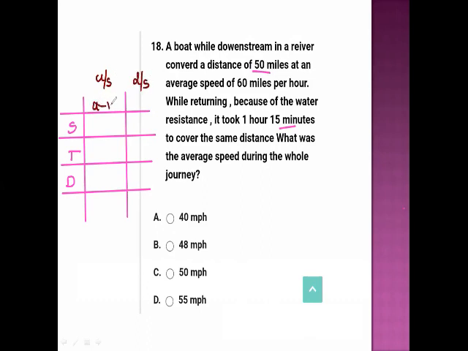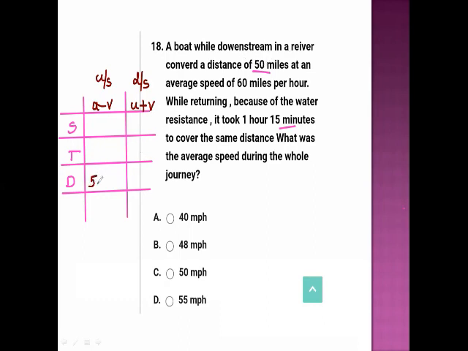On the upstream side, it is always u minus v, and on the downstream side u plus v. What is u? u is the speed of the boat in still water. What is v? v is the speed of the current. Therefore, the relative speed of the boat in the upstream and downstream is u minus v and u plus v.